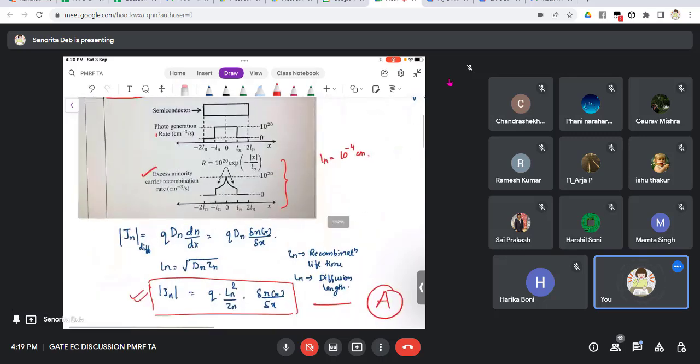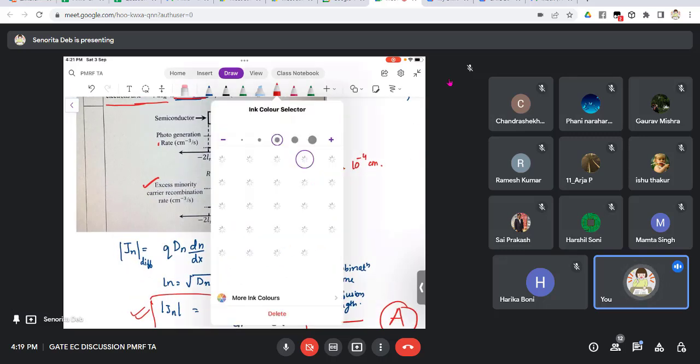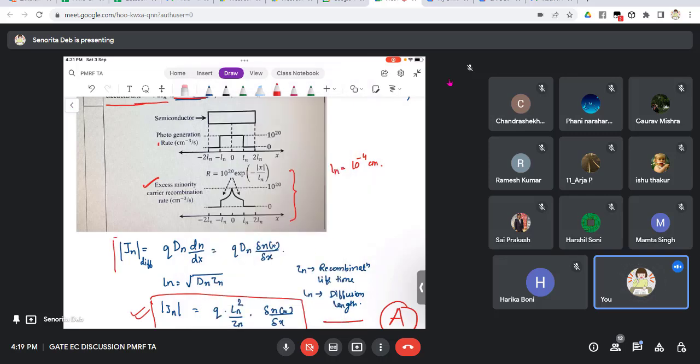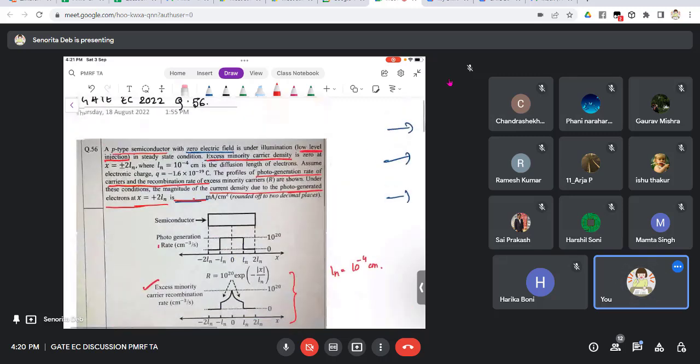So the diffusion current is given by this formula. This we have seen, right? You would have seen this formula: q D_n dn/dx. Now this delta n by delta x I have written in this form, delta n(x) by delta x. This delta n(x) by delta x is nothing but the change in the carrier concentration, and D_n, you know, is the diffusion constant.